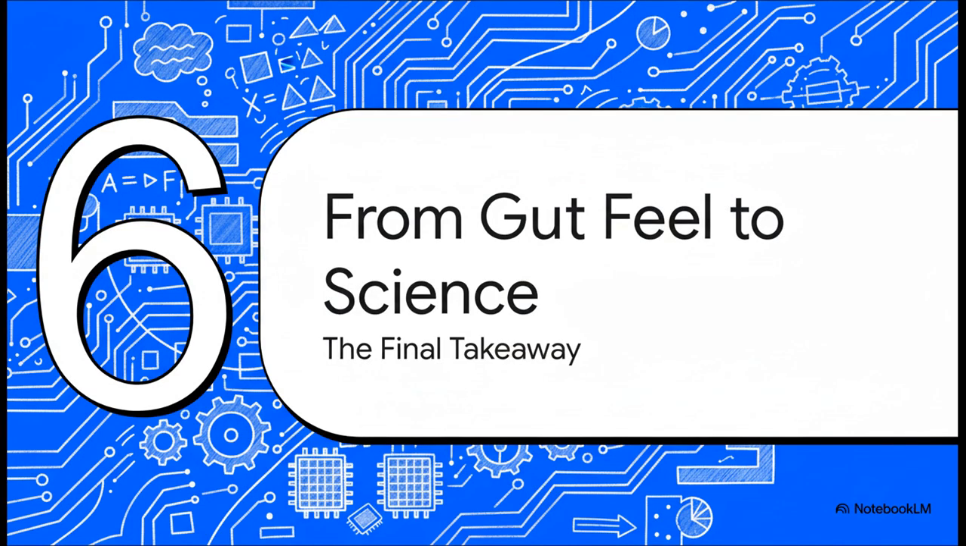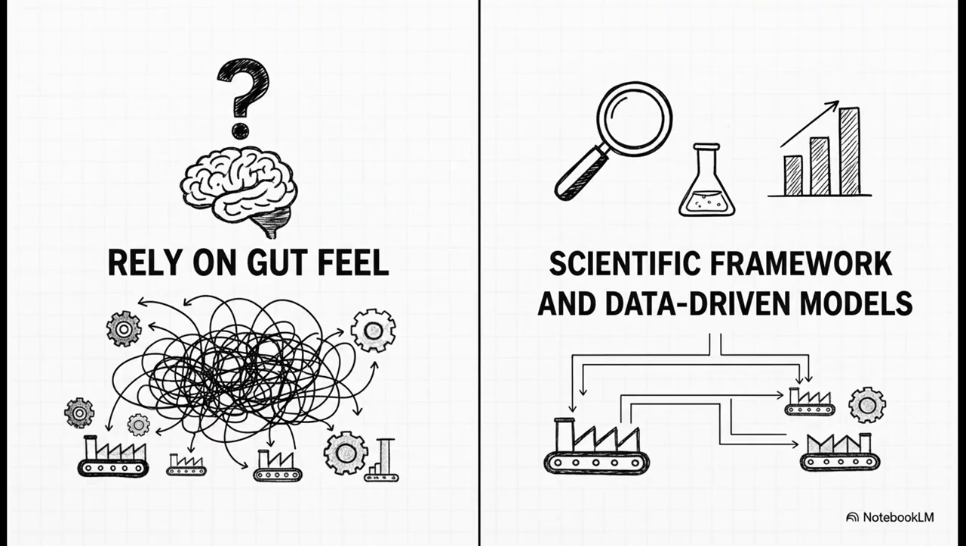Okay, so let's pull this all together. What's the big lesson here? What's the main takeaway for anyone who's trying to manage a modern, complex wafer fab? It all comes back to this. A wafer fab is a nonlinear, dynamic, stochastic system. You have to treat it like one. You just can't rely on gut feel. You absolutely need a scientific framework. You need crystal clear definitions for things like capacity and cycle time, and you need models that are driven by real data to even begin to understand all those complex interactions.